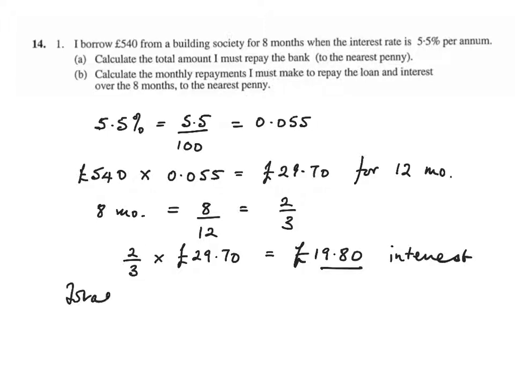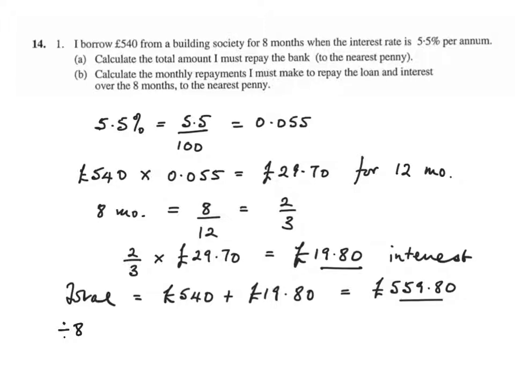So the total is the original amount plus the interest, and that gives us £559.80. If I want to find out the monthly repayment, it's 559.80 divided by 8, and that gives £69.975. And we could round that up, I suppose, to £69.98.